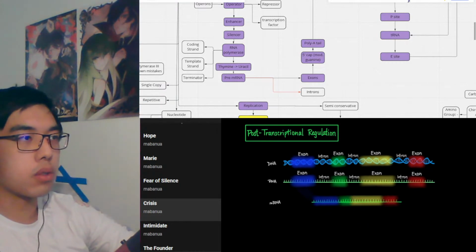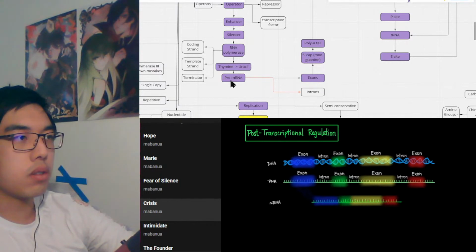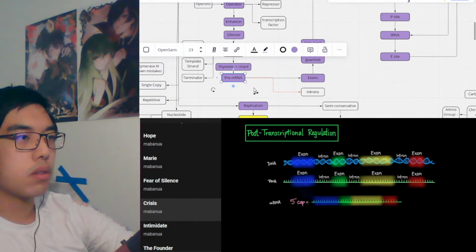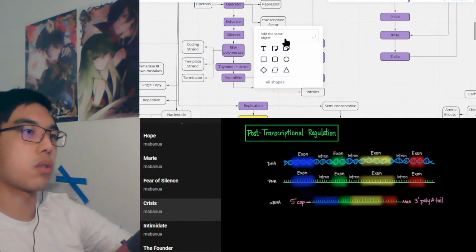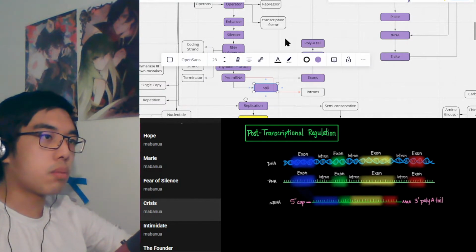Now, even though the mRNA has gotten its nice little spliceosome haircut, it's not quite ready to leave the nucleus just yet. It has to grab what is called a 5' cap and a 3' poly A tail. Now, what are those things I just mentioned? So, a 5' cap refers to changes at the 5' end of the mRNA.